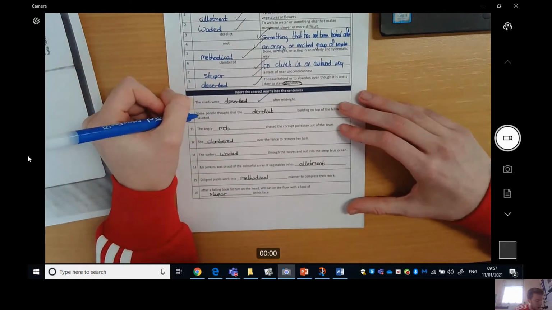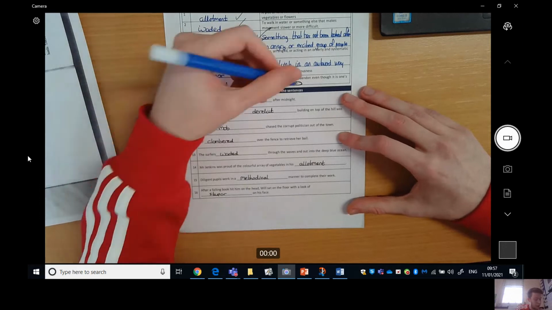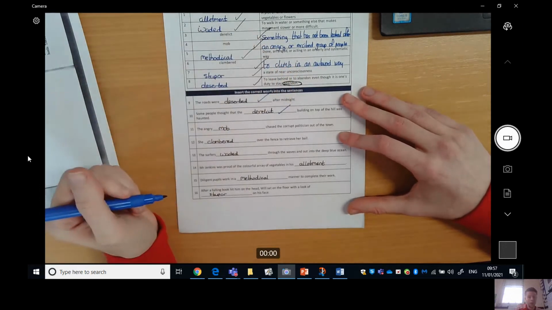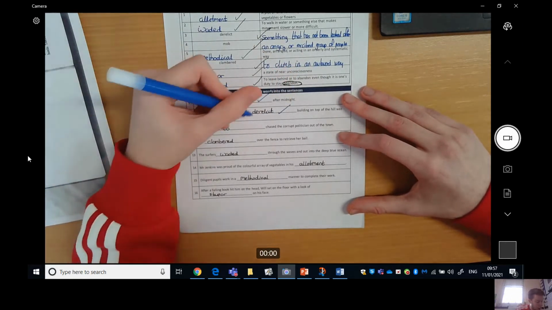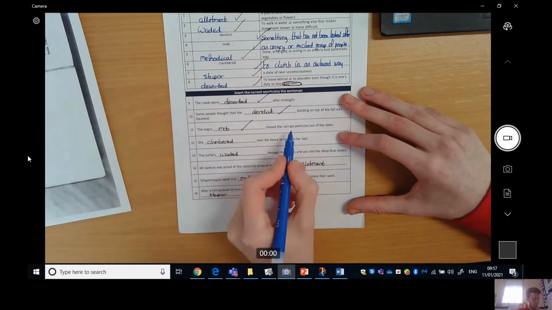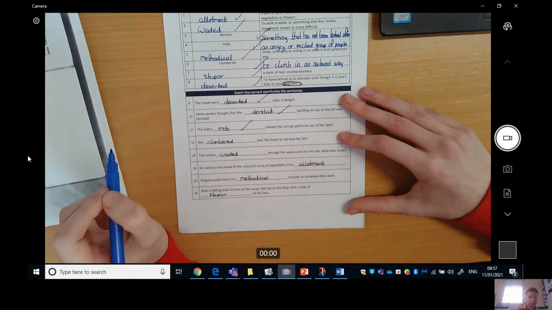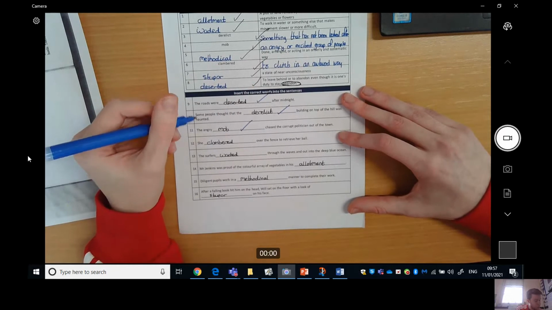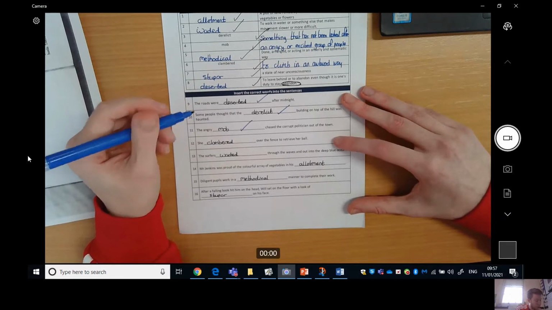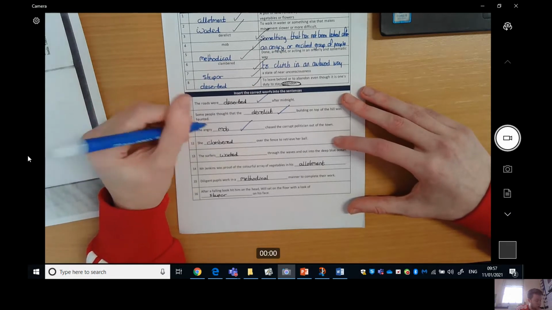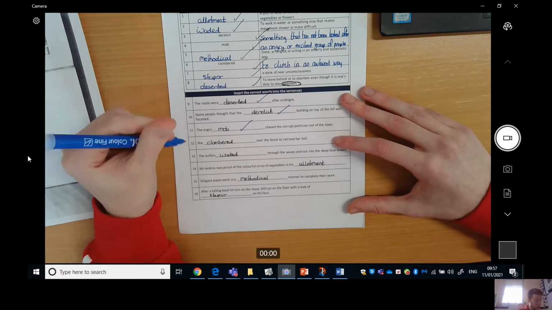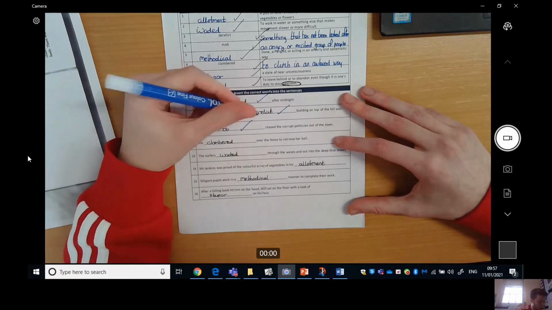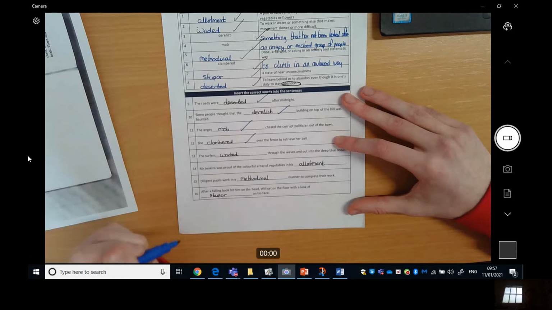Number 10, some people thought that the derelict building on top of the hill was haunted. So give yourself a tick for that one. The angry mob chased the corrupt, or the bad, politician out of the town. So tick or fix for that one. She clambered over the fence to retrieve her ball. So that means she was in a rush probably. She had to climb over the fence, but she did it quite awkwardly and found it difficult, so she clambered over the fence to retrieve her ball.